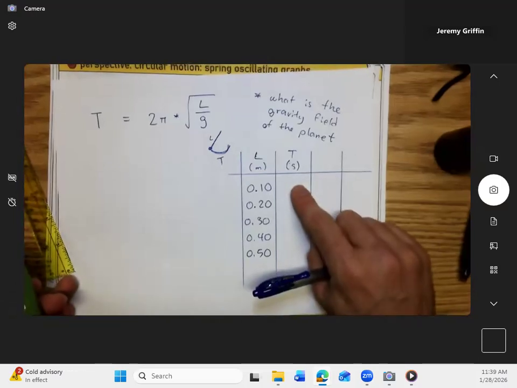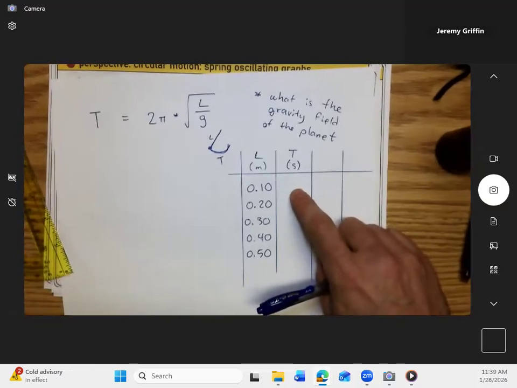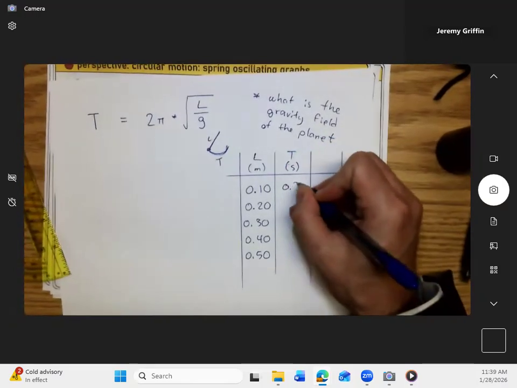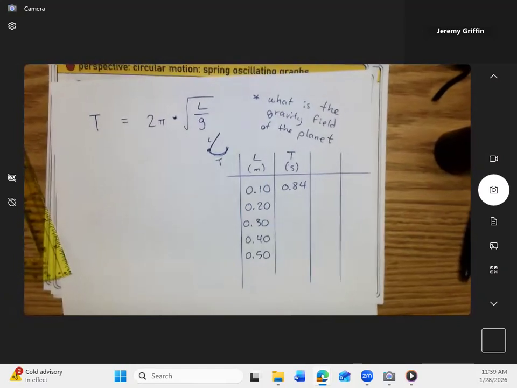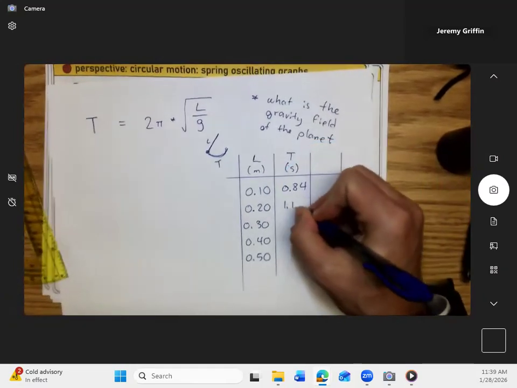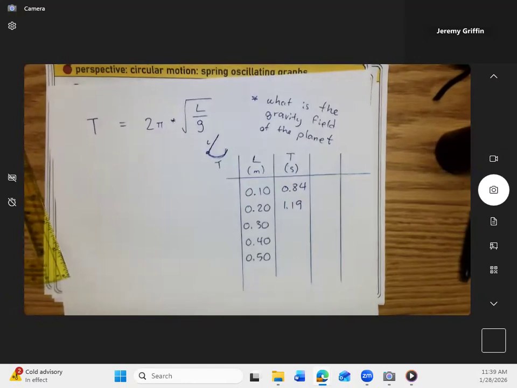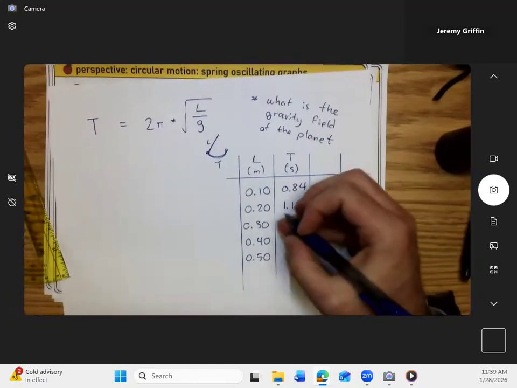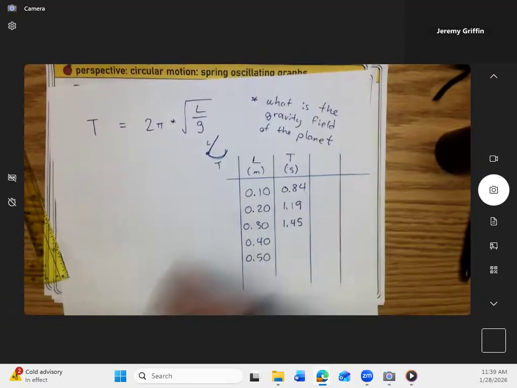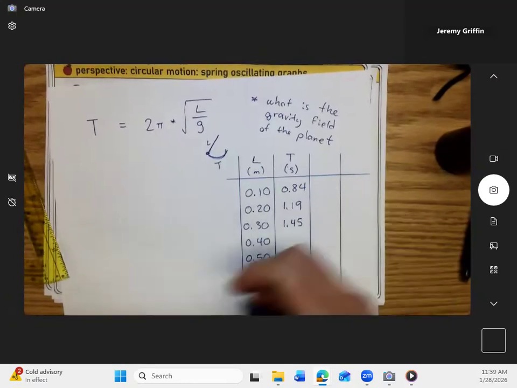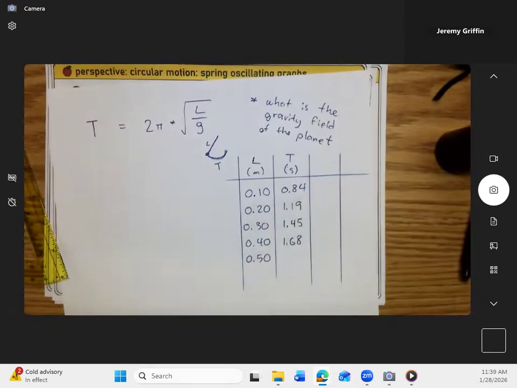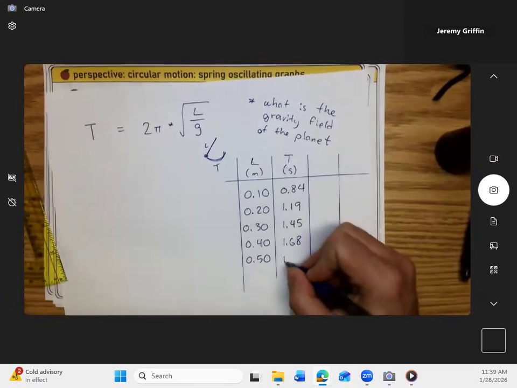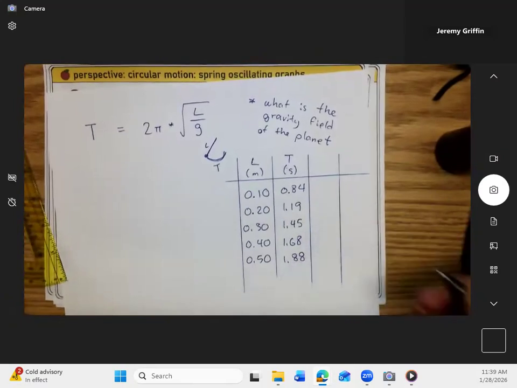And let's say the time that it takes for the short pendulum to oscillate back and forth was like 0.84 seconds. And then the 20 centimeter long pendulum takes 1.19 seconds to cycle for a time period. Then the 30 centimeter long pendulum takes about 1.45 seconds. Then the 40 centimeter pendulum, 1.68 seconds. Then the half meter long pendulum takes 1.88 seconds to oscillate. Okay.